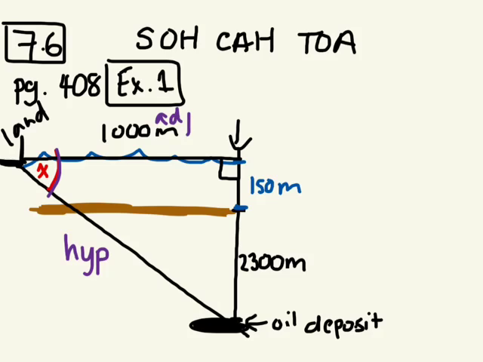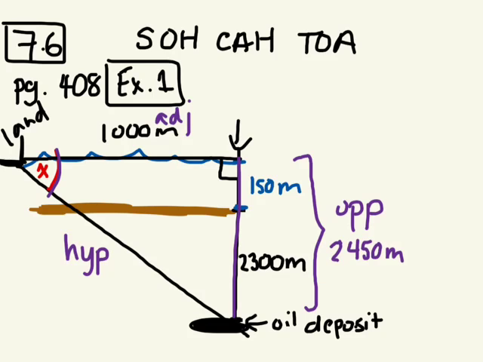Adjacent, good. And then, therefore, this would be what? Opposite. What is the total measurement? How many meters is the side opposite? Good. 2,450 meters. How did you get that? Good. We add this and this all together, it's 2,450 meters.